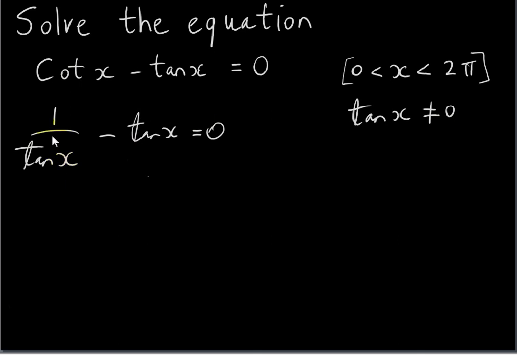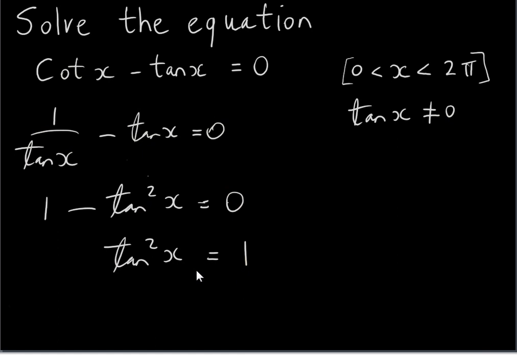So now, what we can do is multiply this equation by tan of x. Tan of x is never 0, so now we're not going to get 0 equals 0. So if I multiply this fraction by tan of x, the tan of x's will cancel. I'll get 1. Tan of x times tan of x is tan squared of x. Tan of x times 0 is 0. So you can see that this equation, by a bit of rearranging, will reduce to a simple trigonometric equation. Tan squared x equals 1.